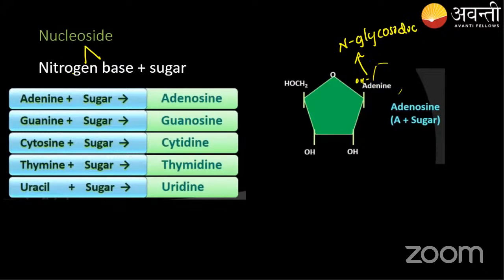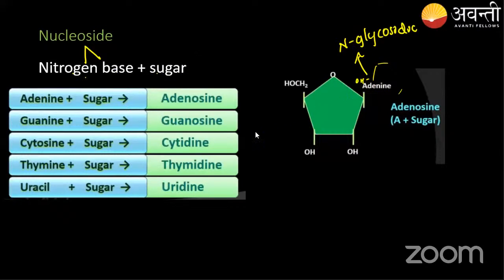Why do we call it the N-glycosidic bond? Because the glycosidic bond happens with a nitrogen atom, a nitrogen which is present in that nitrogenous base. That's why we call it the N-glycosidic bond. Remember, the bond between the nitrogenous base and sugar is the N-glycosidic bond.